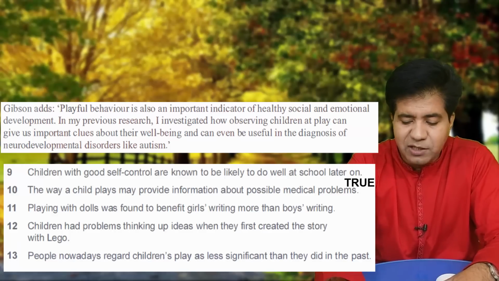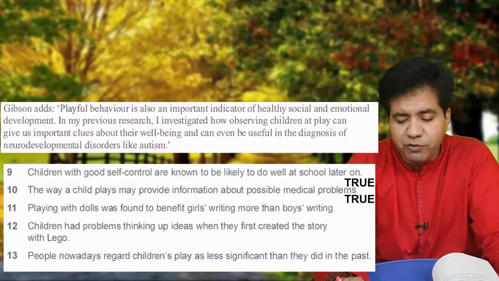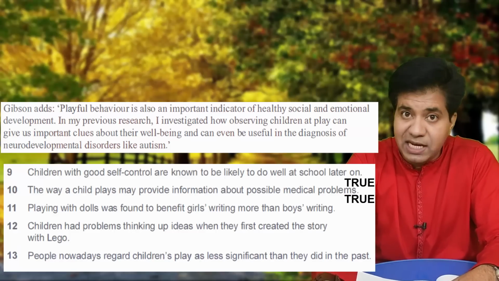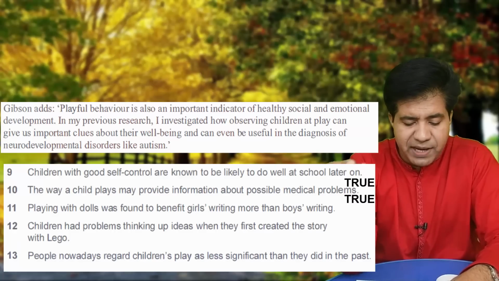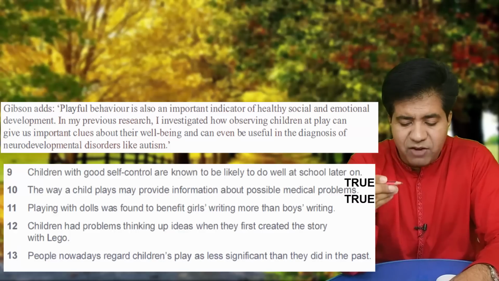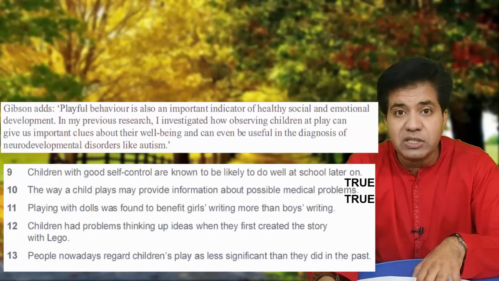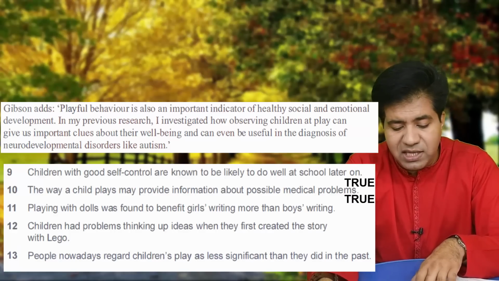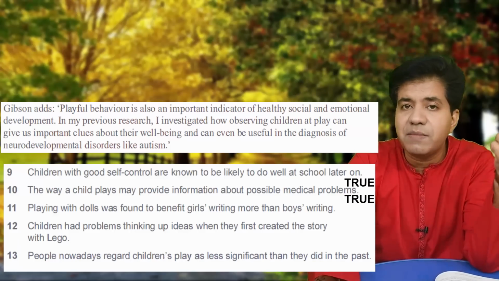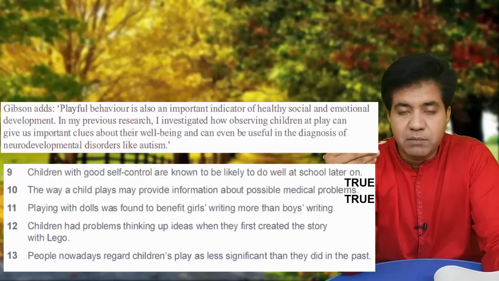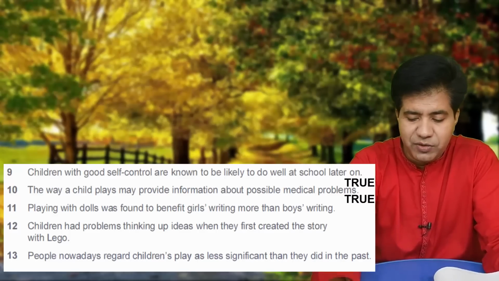Clear? So this statement is also true, because in the question they say the way a child plays may provide information about possible medical problems, and in the passage, they say, in my previous research, I investigated how observing children at play can give us important clues about their well-being and can even be useful in the diagnosis of neurodevelopmental disorder. Now that medical problem is diagnosis of neurodevelopmental disorder like autism. Autism is the medical problem. That's why question number 10 is also true. Clear? Okay, very good. Let's go on.